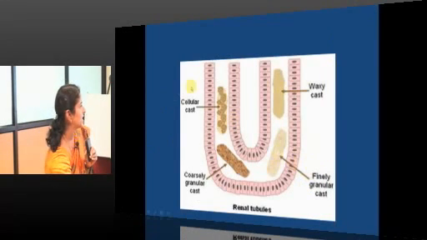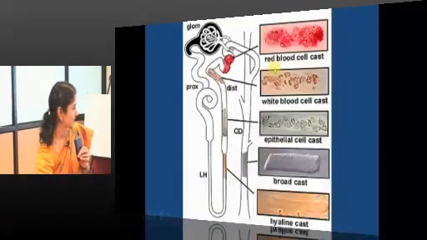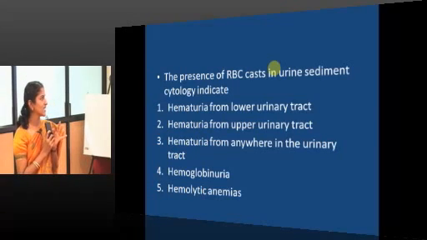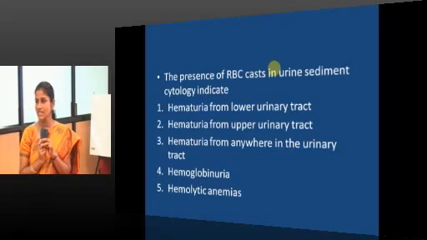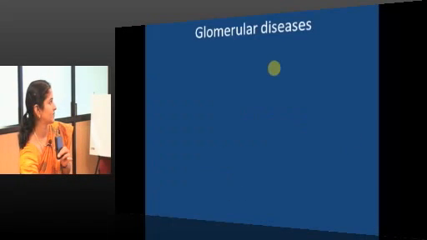That's what I am saying. Cellular cast, coarsely granular, finely granular, becoming waxy. So, the presence of RBC cast in urine sediment cytology indicate there is hematuria from the upper urinary tract.